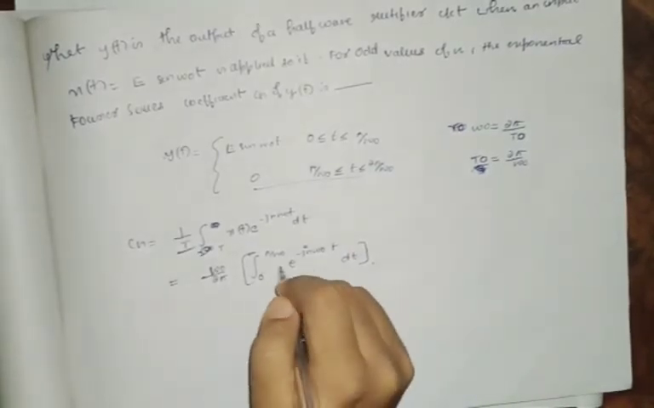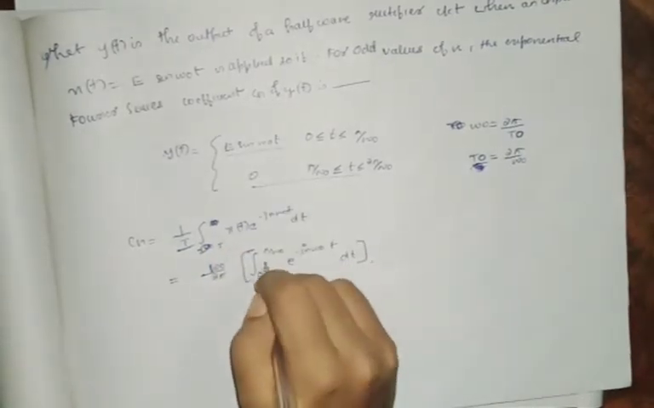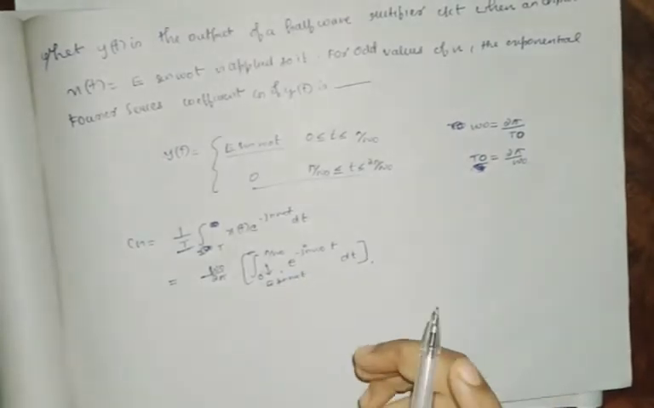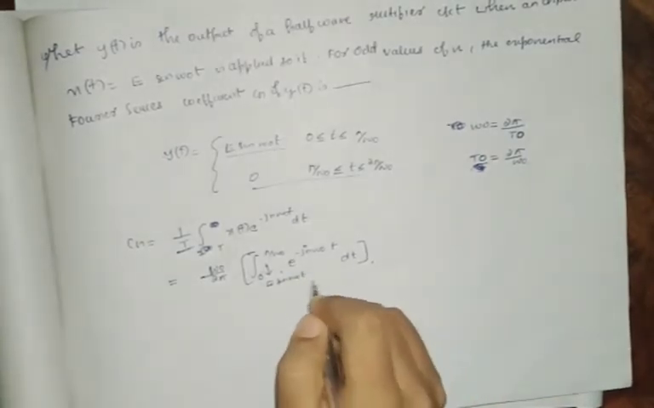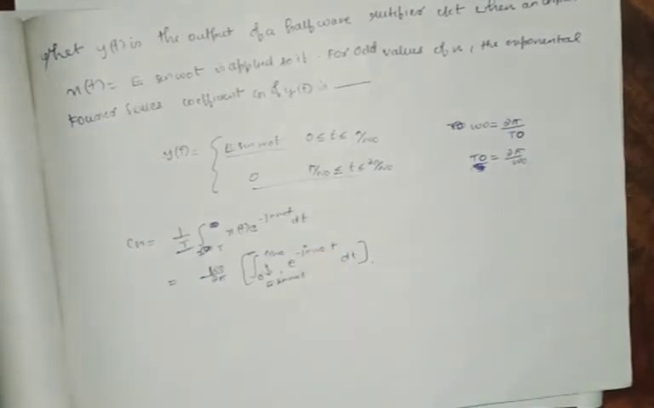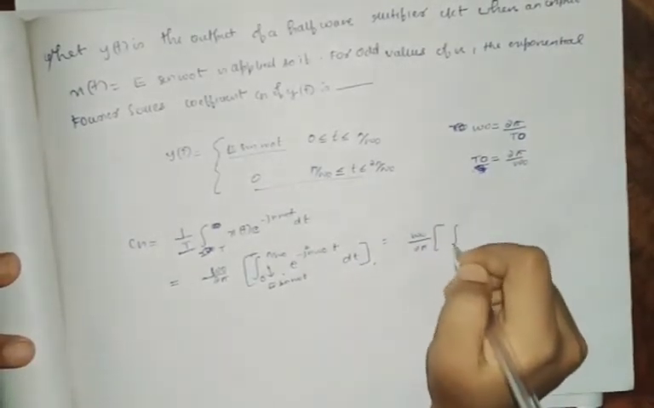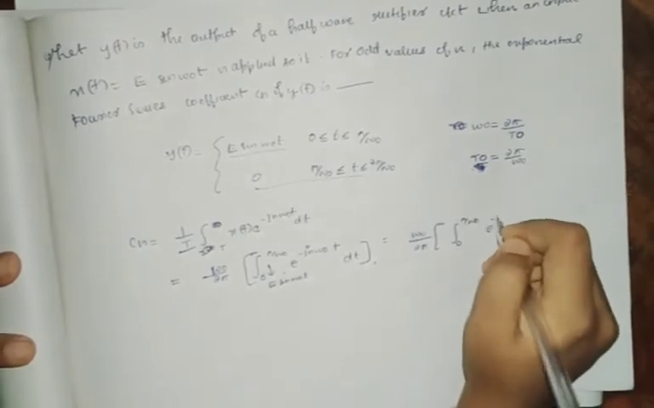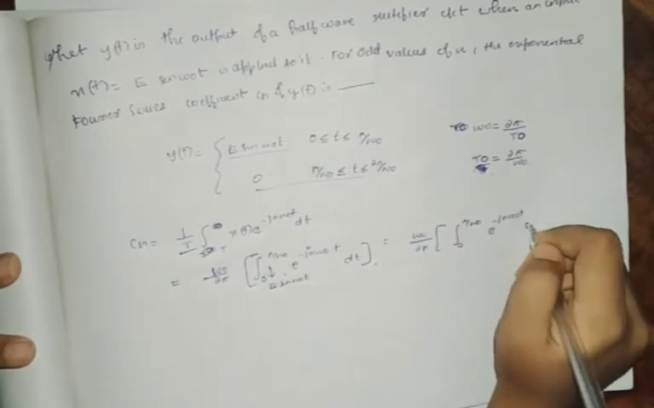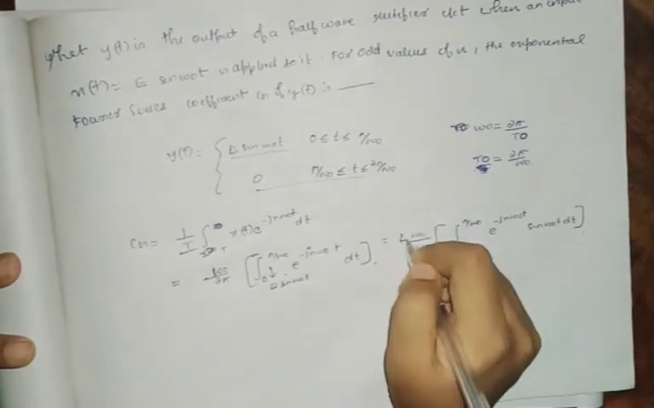Instead of x of t, we have to write E sine omega 0 t. And now we have to find out the integration of this particular thing. That is omega 0 divided by 2 pi, integral 0 to pi by omega 0, e raised to minus j n omega 0 t, E sine omega 0 t dt. I am taking E outside.